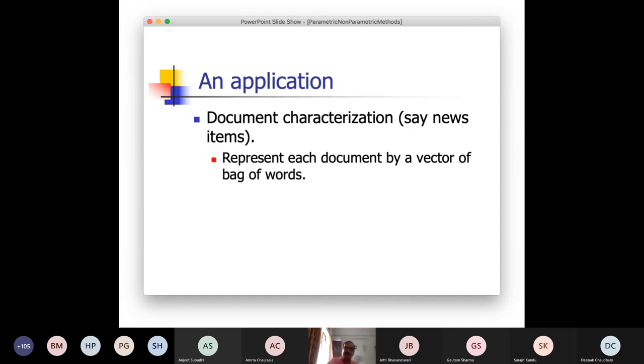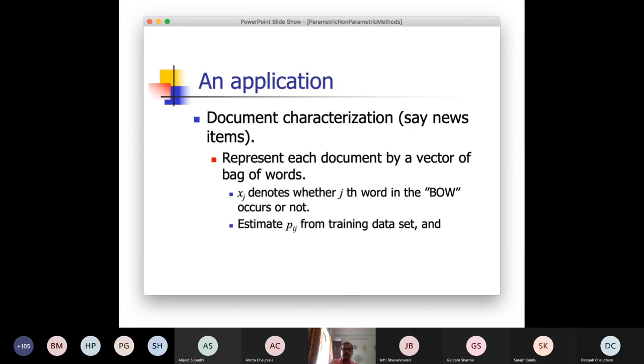Anyway, as I was mentioning, represent each document by a vector of bag of words, and there it's a Bernoulli outcome: for each word, what is the probability that that word will occur. So xj denotes whether the jth word in the bag of words occurs or not. So estimate pij from the training data set, obtain discriminant functions for each class of documents, and then you can use them once you have an instance. There you can simply compute this function and find out which one is giving the maximum.